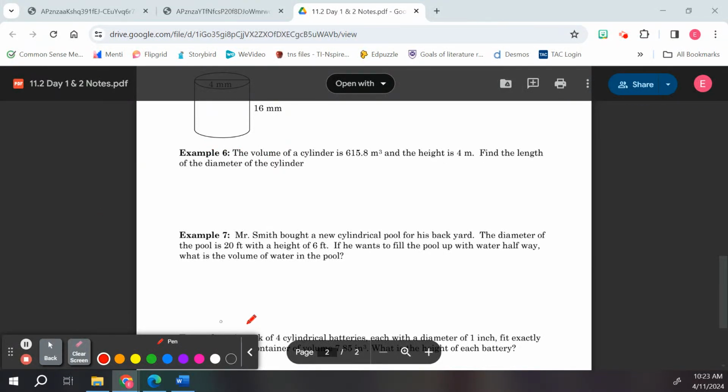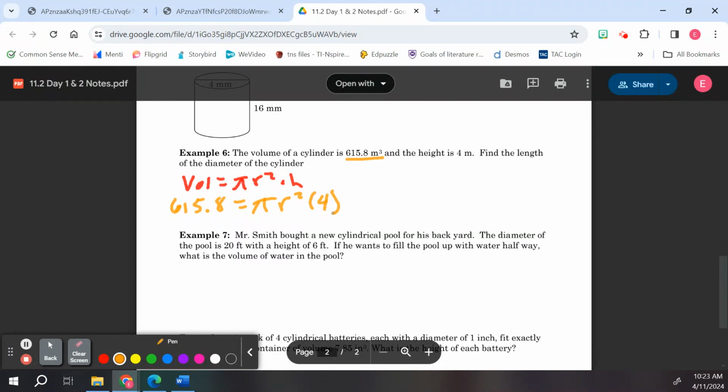If we remember, the volume is going to equal pi r squared times h. Since that is the volume formula, we substitute in what we have. So this will be 615.8. We have the pi still. We don't know the radius, but they want us to find the diameter, so we've still got to find that. We're going to multiply this by 4.